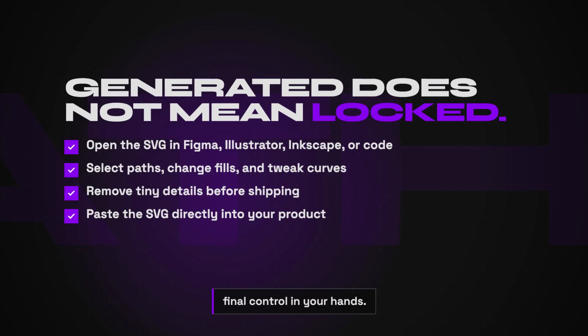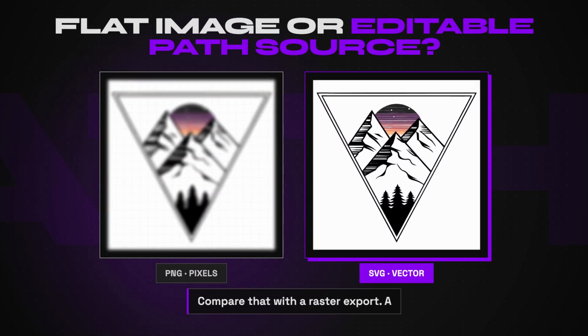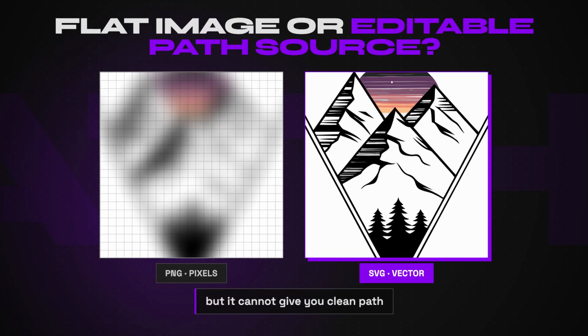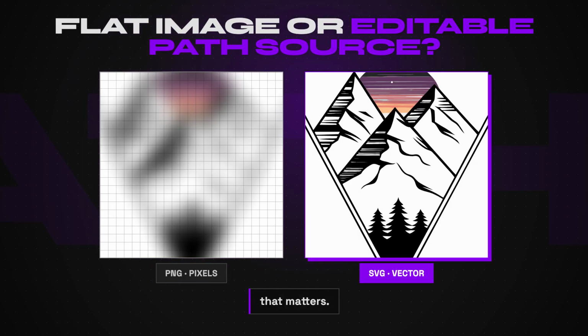Compare that with a raster export. A PNG may look fine in a preview, but it cannot give you clean path data, clean scaling, or direct code control. If a developer asks for inline SVG or a designer needs to tune the curves, the path source is the asset that matters.